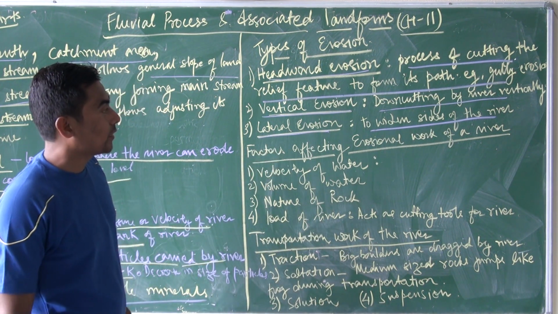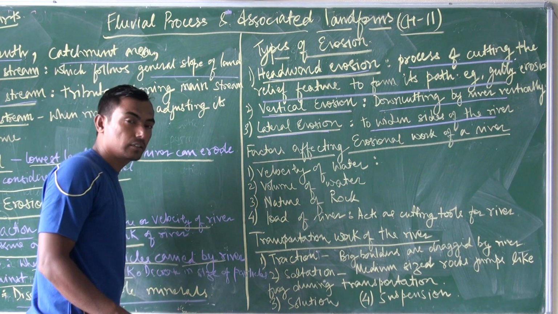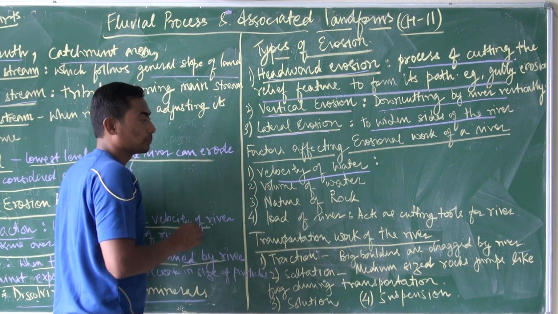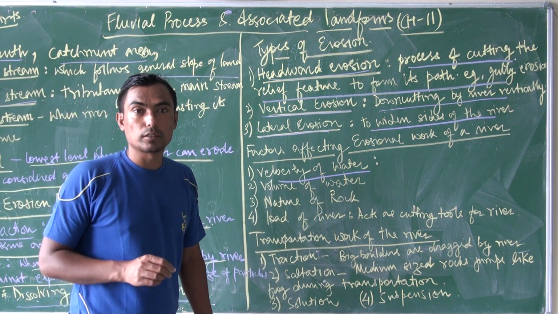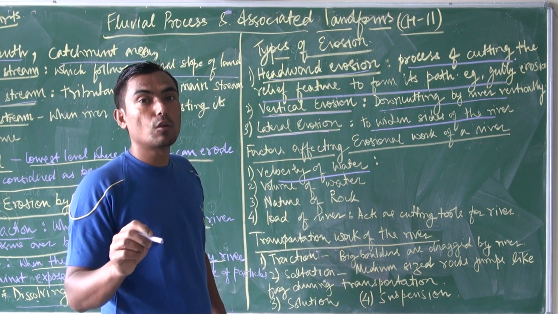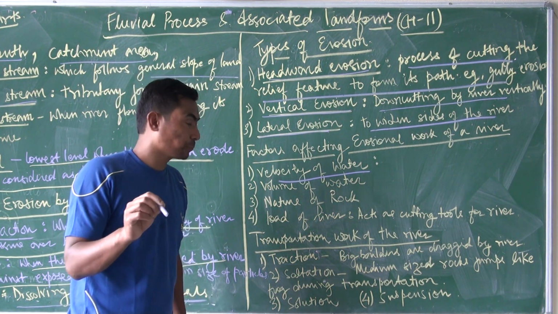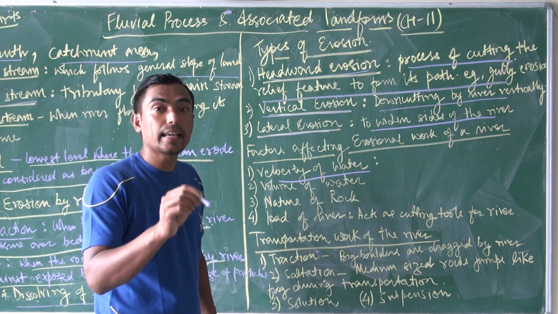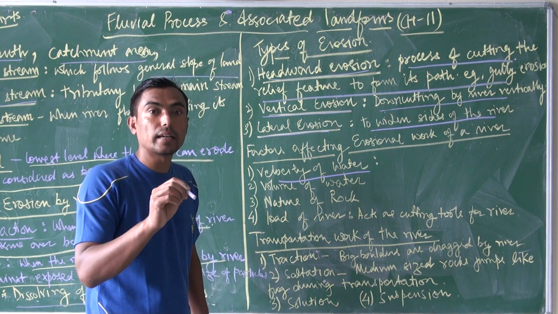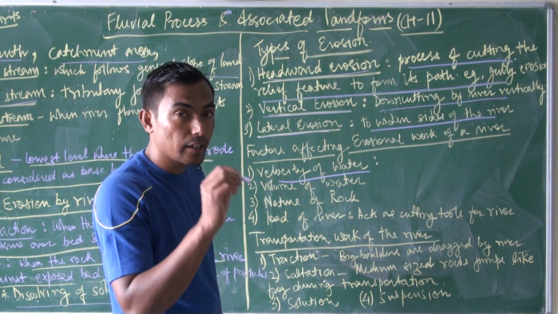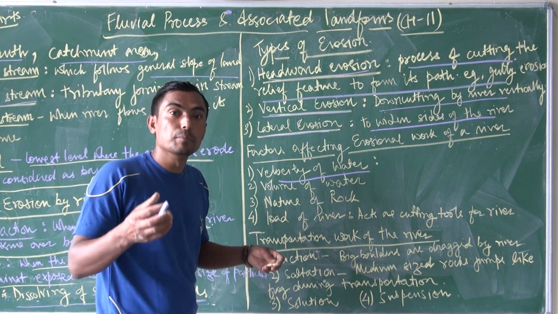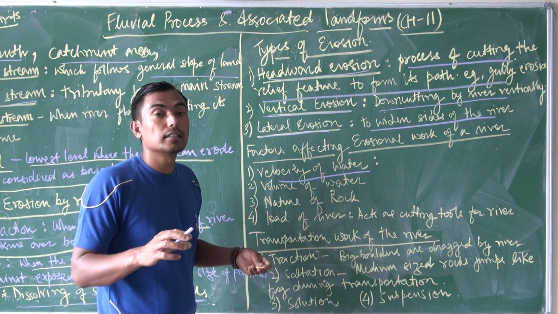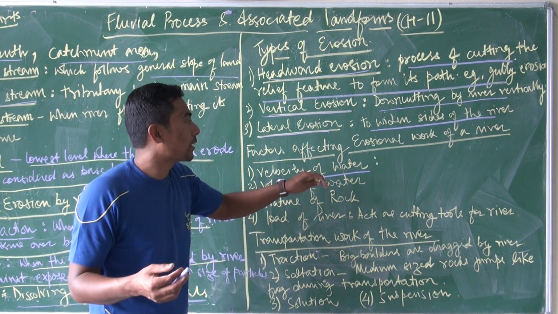Next, factors affecting the erosional work of the river. What are the factors which affect the erosional work of a river? First is velocity of water. Velocity means the speed of the water. If the velocity or the speed of the water is high, its erosional work is also very high. It means that it can carry any obstruction which comes along its path. As it can carry any types of rocks, bigger rocks, smaller rocks, it results in higher erosion work done by the river.